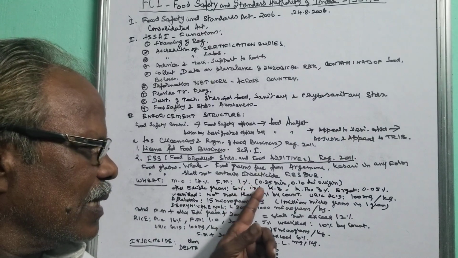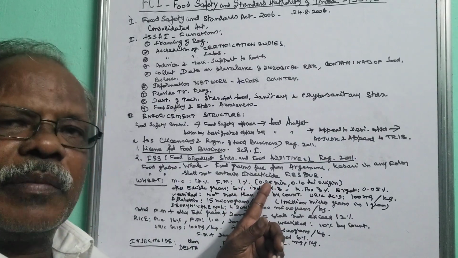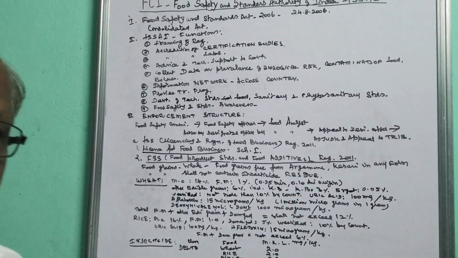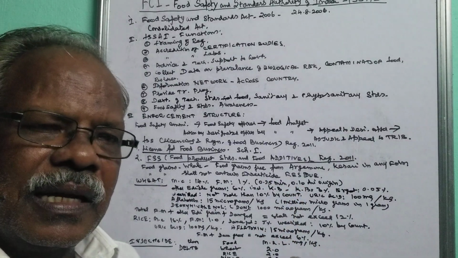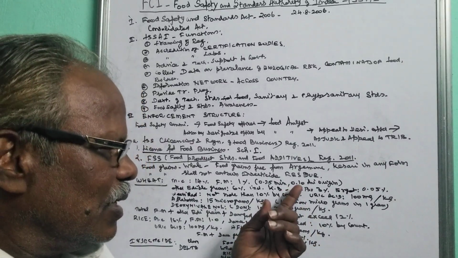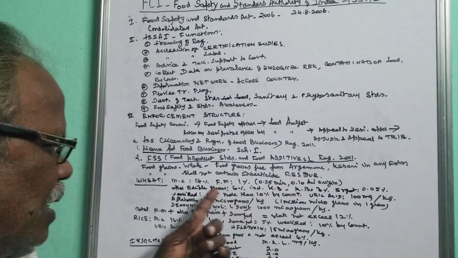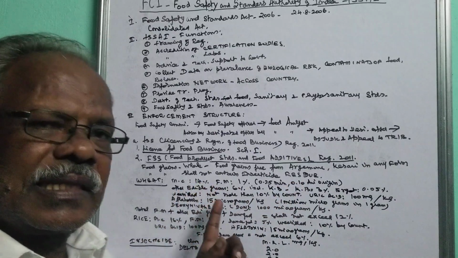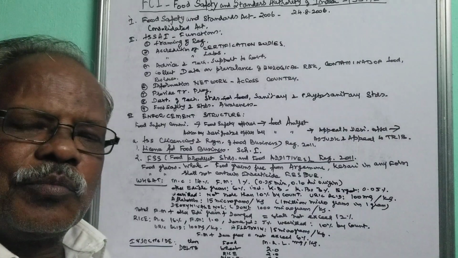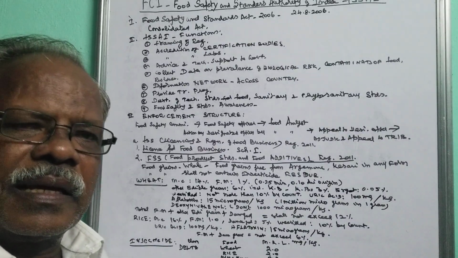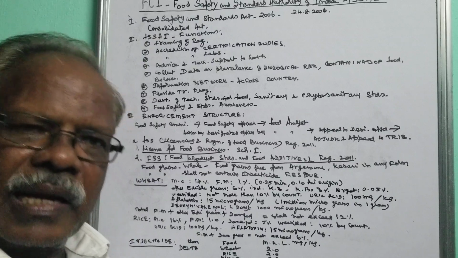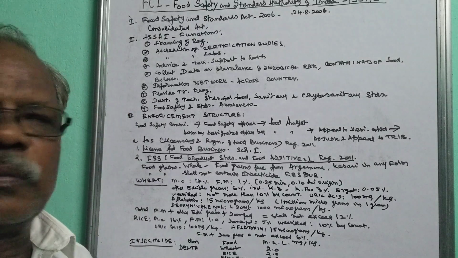In that 1%, the mineral matter should not exceed 0.25, and animal origin materials like hair, nail, claw, whatever it may be, should not exceed 0.1. And other edible grains: suppose the wheat may contain moong dal or amaranthus seeds, and barley also will be there. These are all edible items.